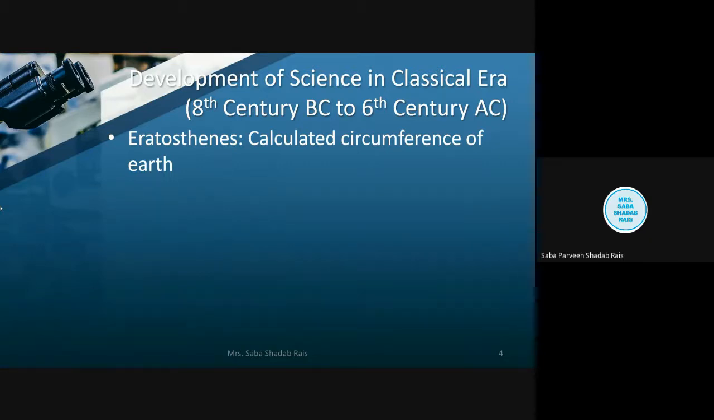The circumference of earth at the equator is 25,000 miles. The earth rotates in about 24 hours, that is about 30 kilometers per second. Again, if you want to convert it into miles, that is 18.5 miles per second or 67,000 miles per hour. Okay, so this was the basic idea given by him.